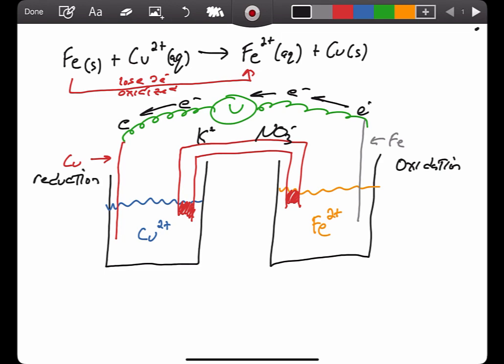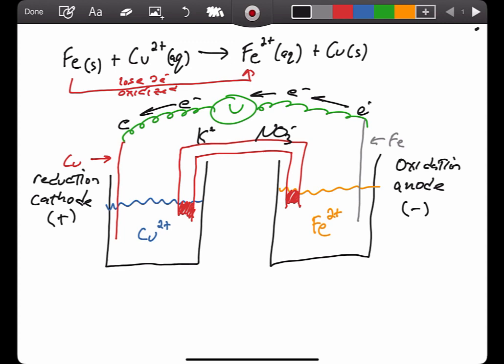Since iron is the site of oxidation, that means that it is the anode, and that means that copper must be the cathode. And since the anode here has a minus, then the cathode must be a plus. So we've already knocked out a lot of those things. We've looked at our electron flow, our anode cathode, our plus minus sign, and our site of reduction and oxidation. And the last thing that we have on our list that we need to determine is the salt bridge ions.